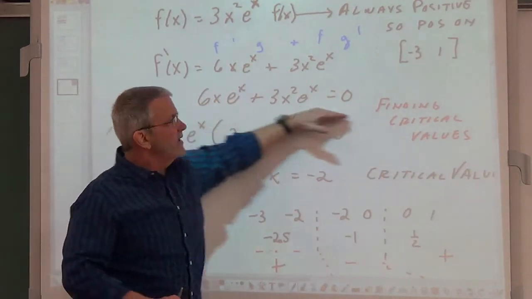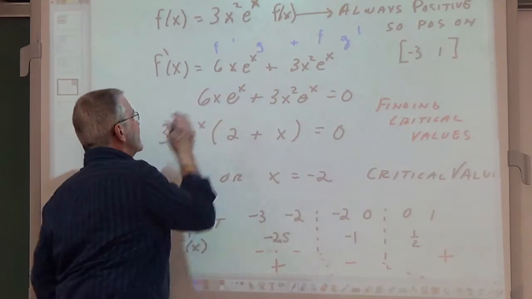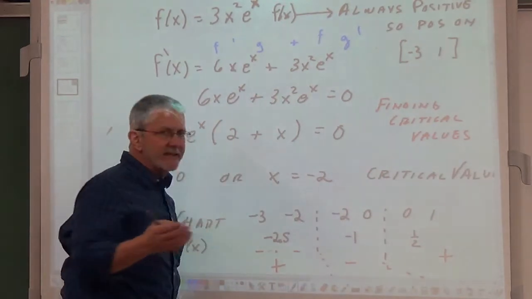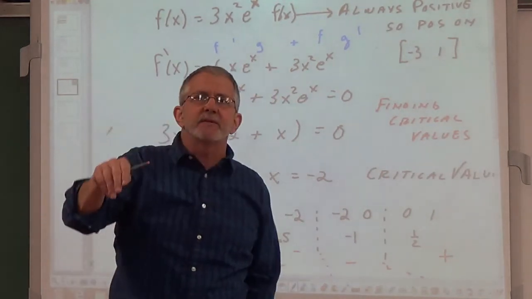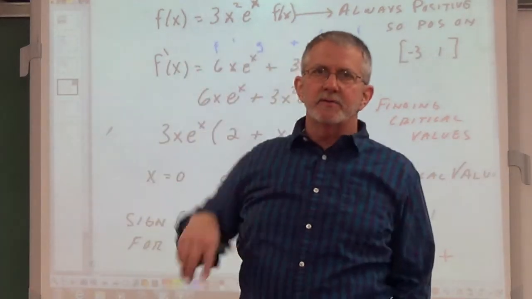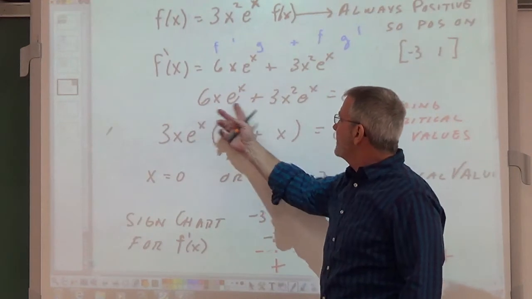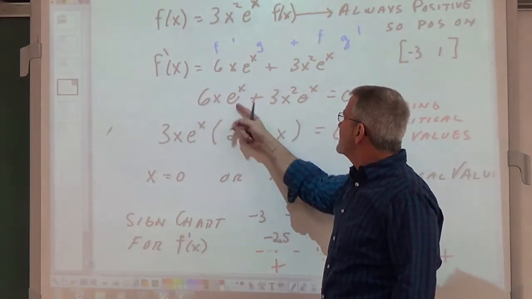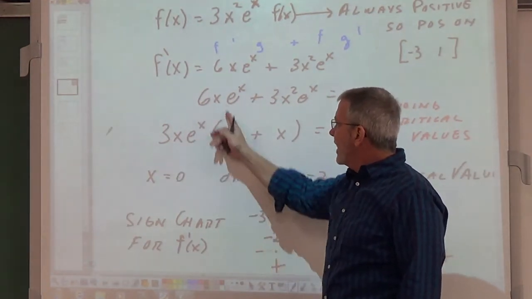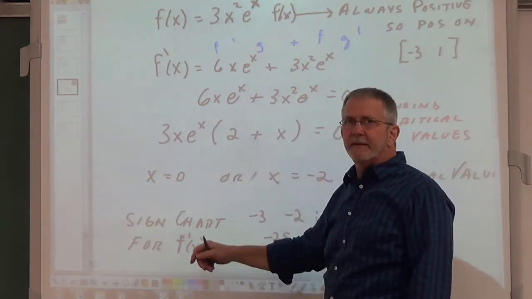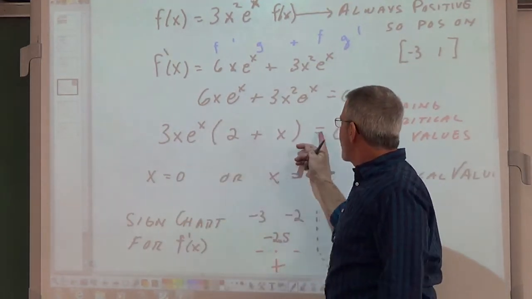I'm going to set that derivative equal to 0. Okay, so I've got 6x e to the x plus 3x squared e to the x. How do you solve something equal to 0? You factor that rascal. So I'm going to factor out the greatest common factor of these two terms. The greatest common factor looks like it's going to be 3x e to the x. What do I have left? I have 2 plus x. 3x e to the x, 2 plus x.